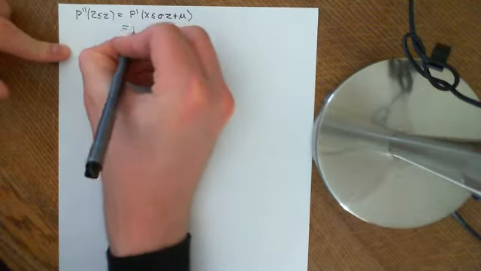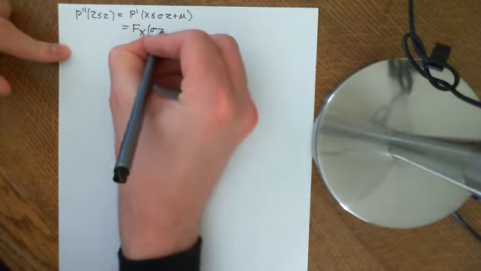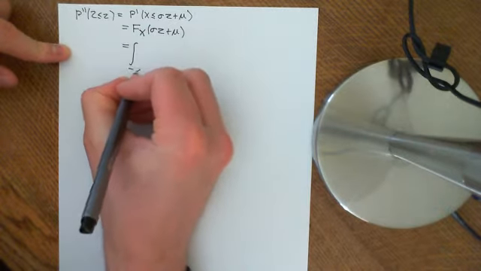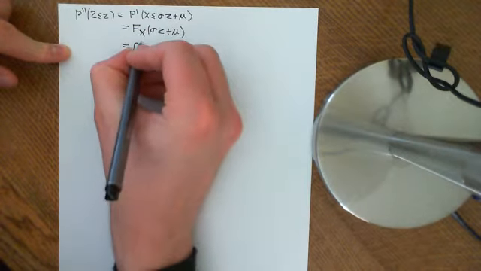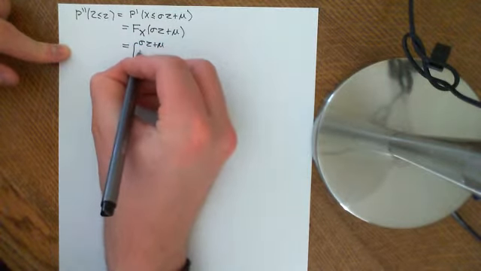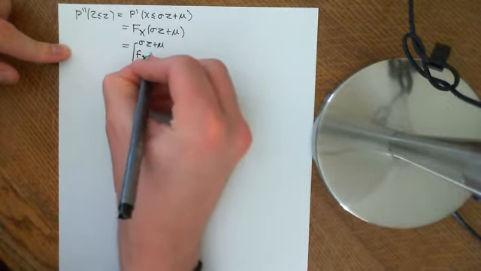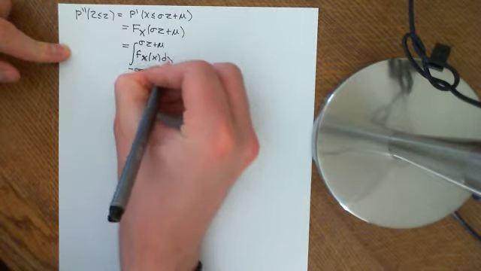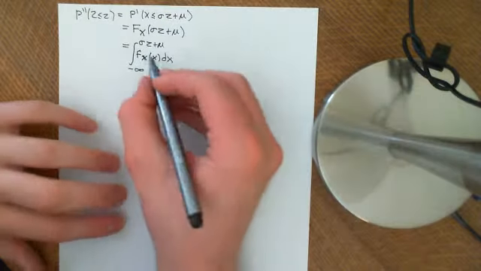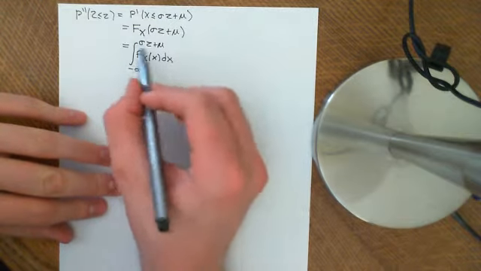But this is equal to the CDF of that original random variable X evaluated at sigma z plus mu. And we know that that is equal to the integral from negative infinity to this value, sigma z plus mu, of the PDF of the general normal distribution. So I'll just write little f of big X evaluated at some little x dx. Basically, if we want the CDF evaluated at this value, we just integrate the PDF from negative infinity to that value.